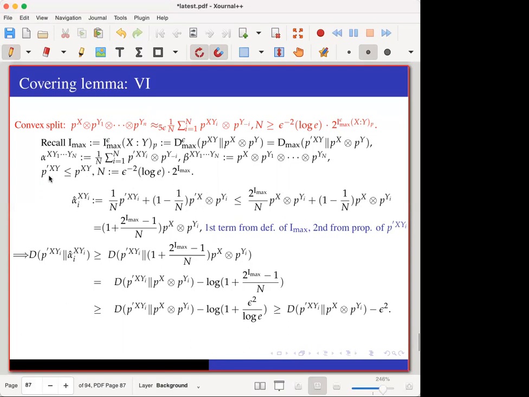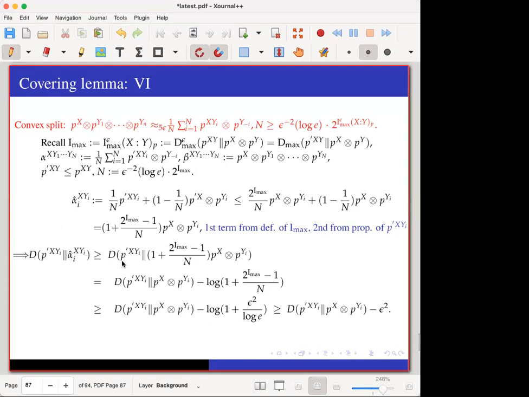So in particular, the marginal p prime x is less than or equal to px. So I am increasing p prime to p out here, and pyi remains the same. Once I do this, this simplifies to this quantity. So I've actually proved that alpha hat xyi is less than or equal to this vector. This is not a probability vector because this quantity is larger than one. It's a positive vector whose entries sum up to something greater than one.